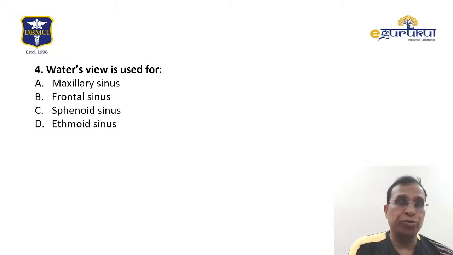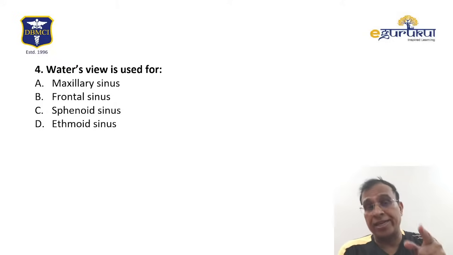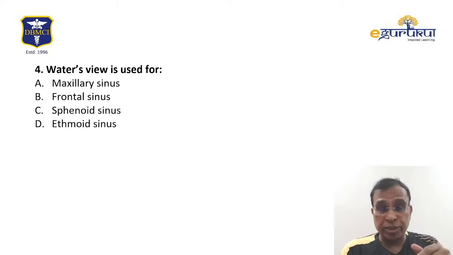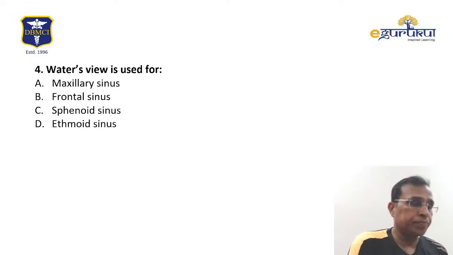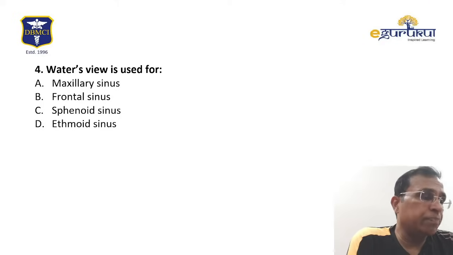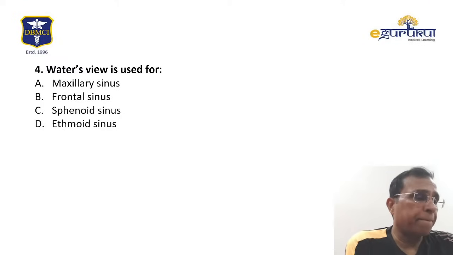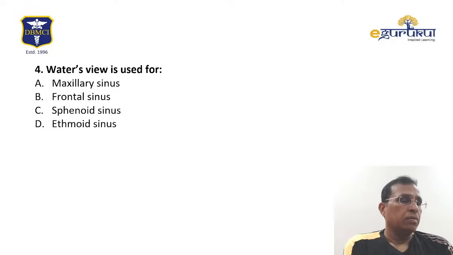Again, Waters view. So you know how important are X-rays of the sinuses. This is the third question from the X-ray of the sinuses. Rishabh Mittal, please, what are you trying to say? Also tensor, which one? Posterior cricoarytenoid is only abductor, no tensor.